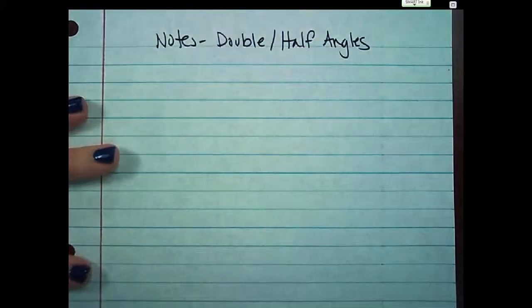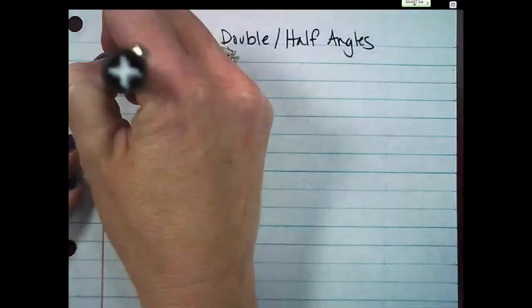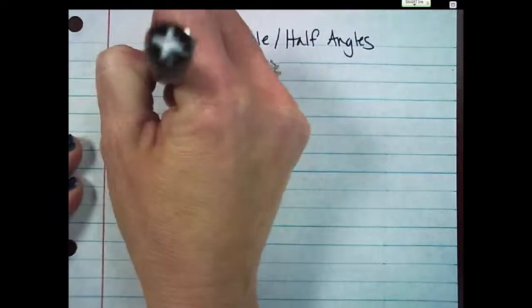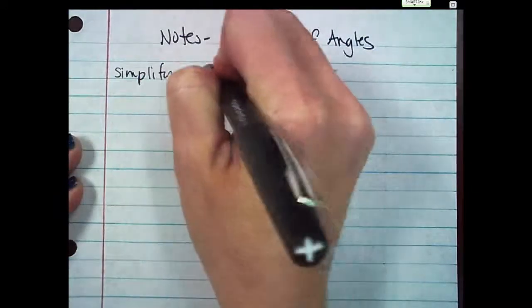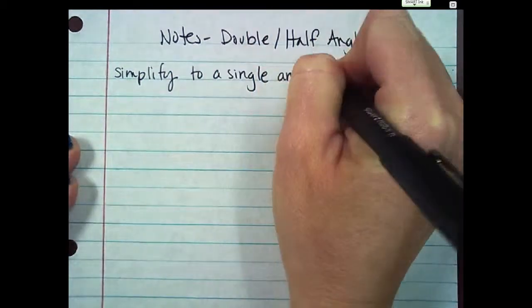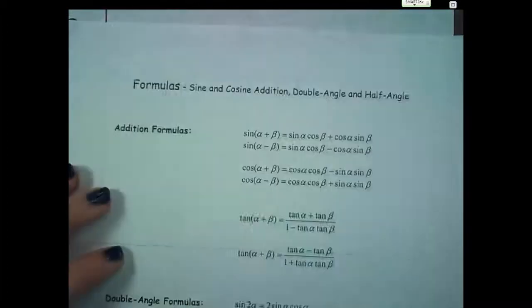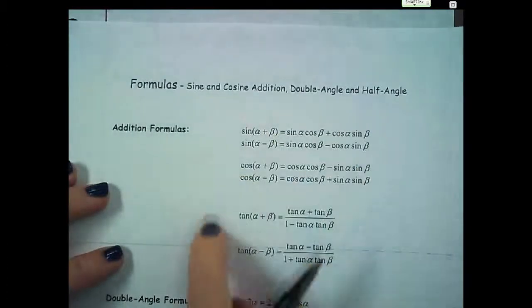All right. Now then, the directions to your first problem actually say simplify to a trig of a single angle. So we're going to simplify to a single angle. And the formula sheet that you have, this is the old stuff that we've done before, and at the bottom is the new things.